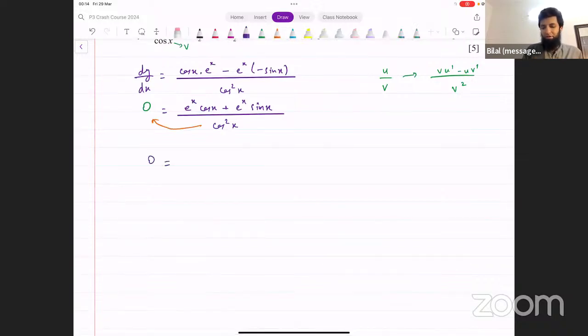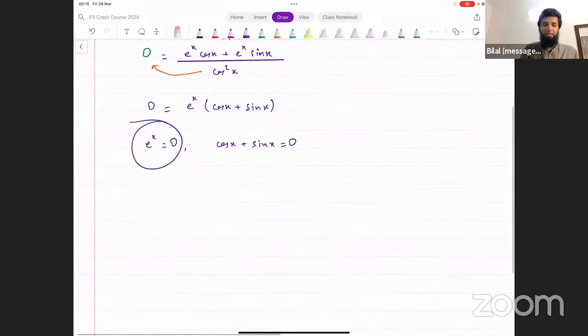So what are we left with? E raised to power x into cos x plus e raised to power x into sine x. We could take e raised to power x common. Inside, we're left with cos x plus sine x. Now that means either e raised to power x equals 0 or cos x plus sine x equals 0. Now the first one does not give us anything because, again, e power something can never be equal to 0. You can try taking log and you would realize you would get undefined on the right side. So this is not possible.